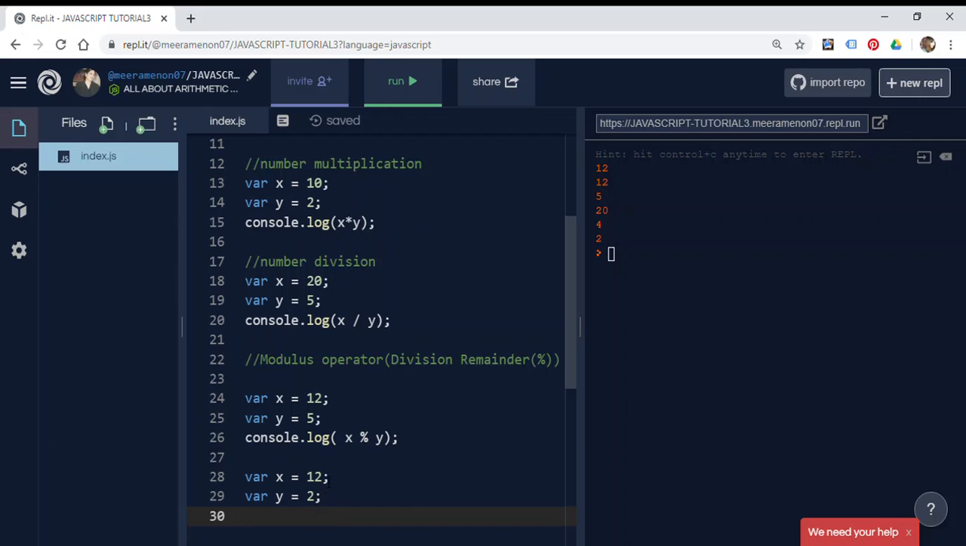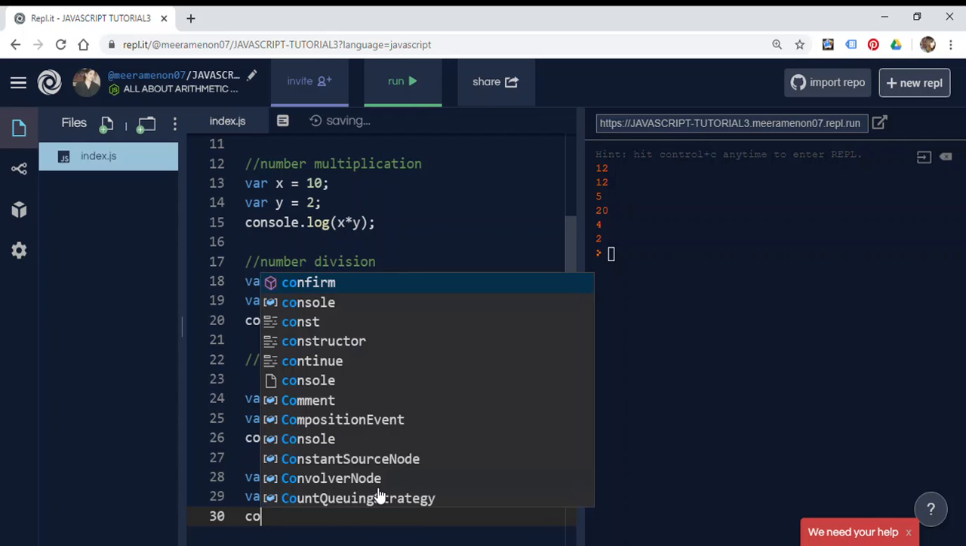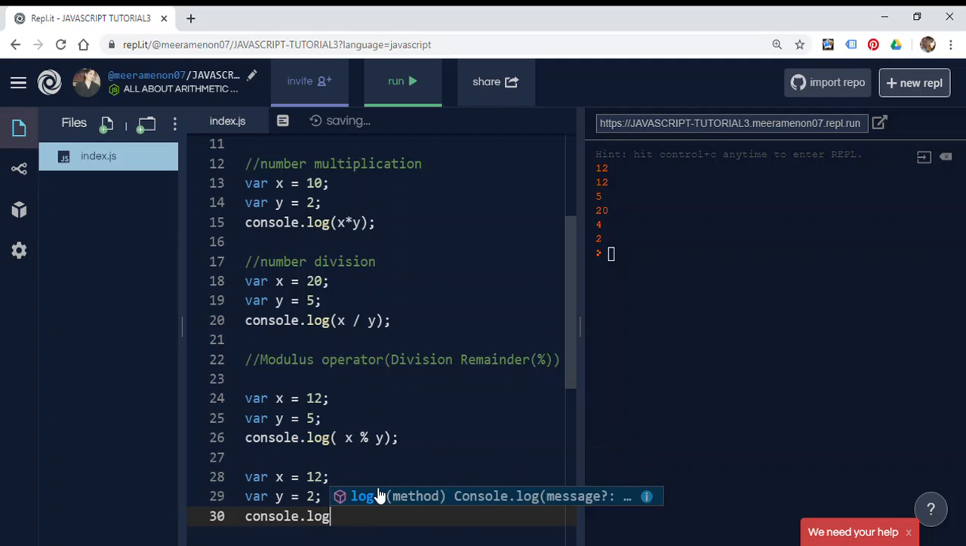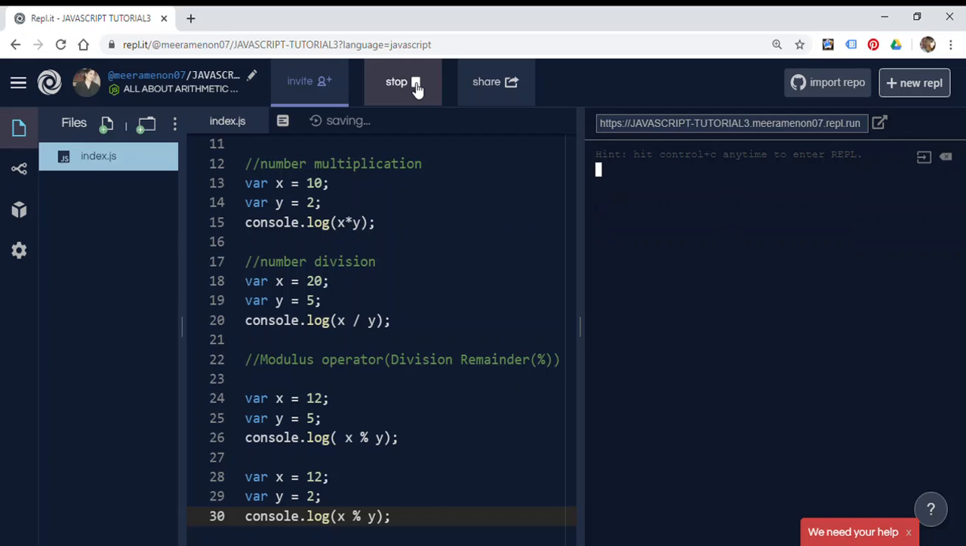So there's no balance, there's no remainder. So what should be the remainder? Should be 0. So console.log x percent y should give you 0 ideally. Yes, here you go, this is the 0, so this is correct.